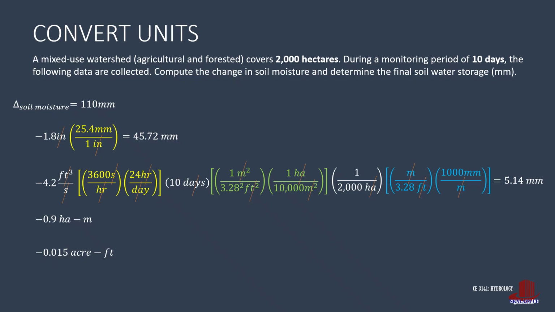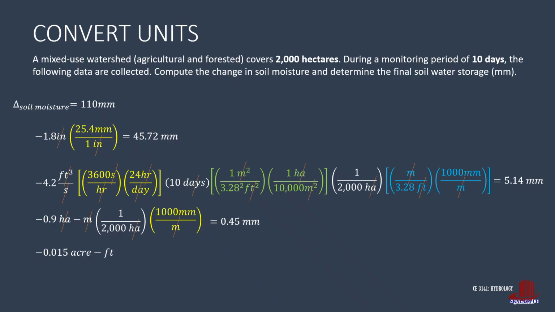For the next term of 0.9 hectare meter, divide the term by the catchment area of 2,000 hectares. So we eliminate hectares. Then multiply the conversion of 1,000 millimeters for a meter to cancel meters and have mm. Then 0.9 times 1,000 divided by 2,000 is 0.45, now in millimeters.